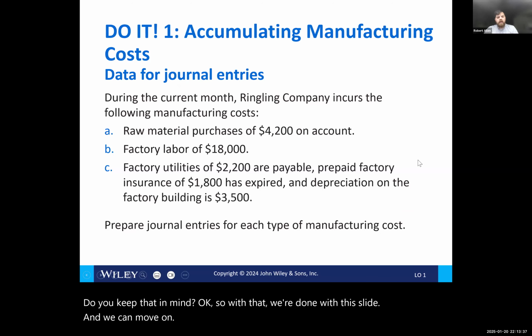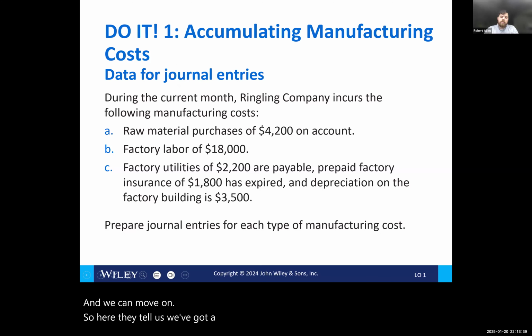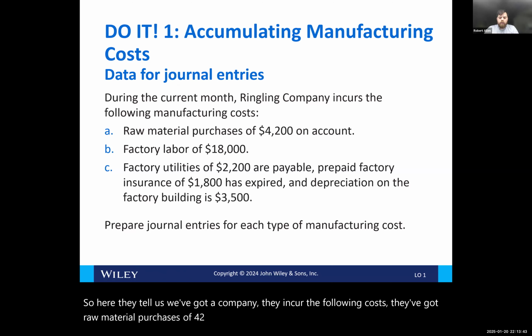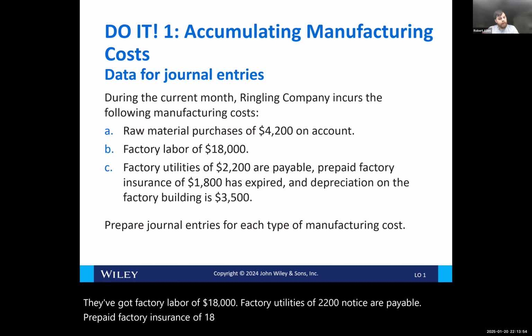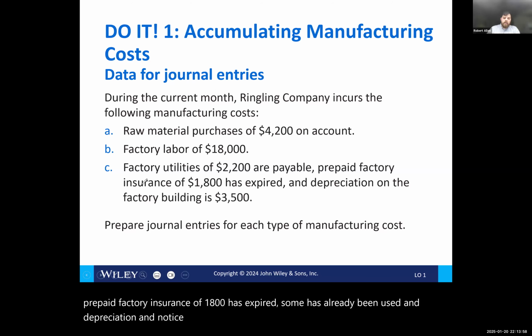So here they tell us we've got a company, they incur the following costs. They've got raw material purchases of $4,200 on account. They've got factory labor of $18,000, factory utilities of $2,200. Notice are payable. Prepaid factory insurance of $1,800 has expired. Some has already been used. And depreciation, and notice here the important word on the factory building is $3,500. So hopefully that will help you there.